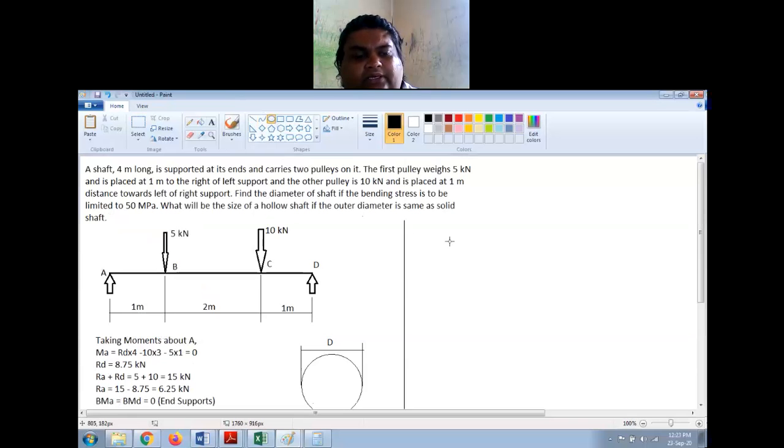First, let me draw the cross section. So I have a circle like this, and then a hollow circle like this, right? So the shaded area is the actual cross section of the hollow shaft now, right? I'll just name that.